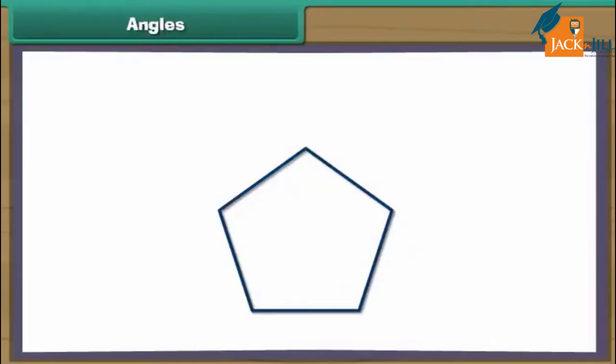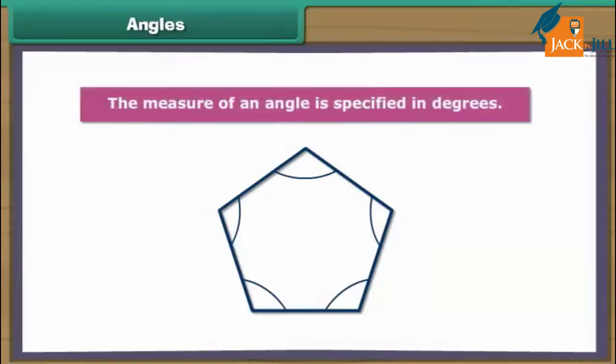Angles. Any 2 adjacent sides of a polygon form an angle between them. An angle is the space between 2 lines, line segments, or rays that move away from one another from a common point. The measure of an angle is specified in degrees.